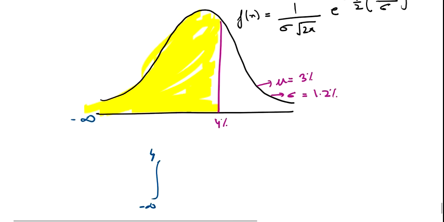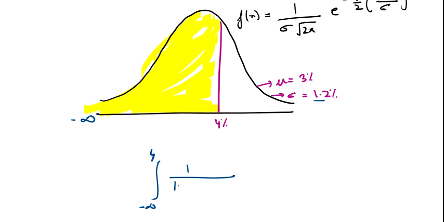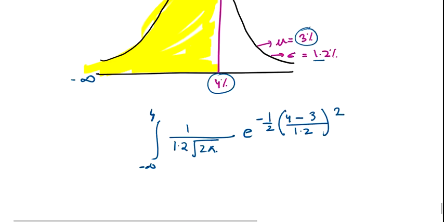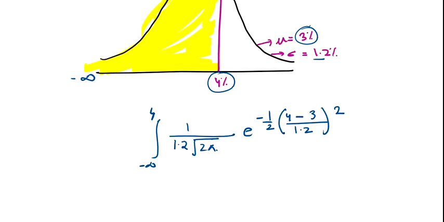Now what will I write in this integration? It will be 1 by sigma, which is replaced by 1.2, root over 2 pi, e to the power minus half. Then what is my x? x is 4, minus what is mu? 3%. Divided by what is my sigma? 1.2, whole square. Clear? So if I am going to solve this, I can find out the value.